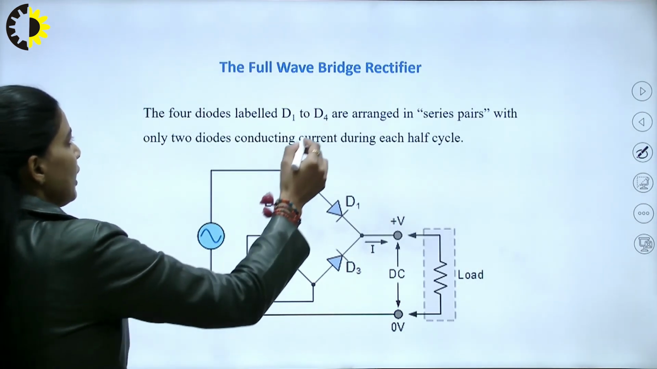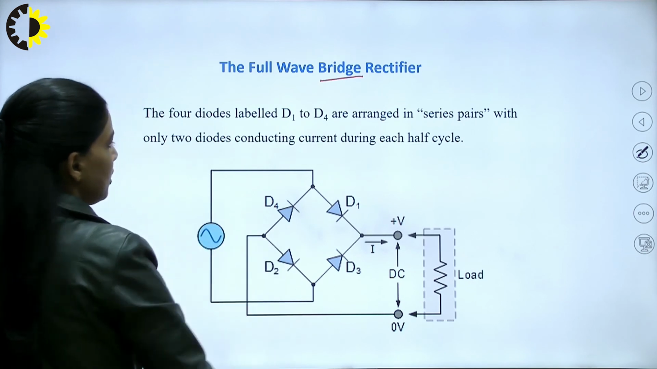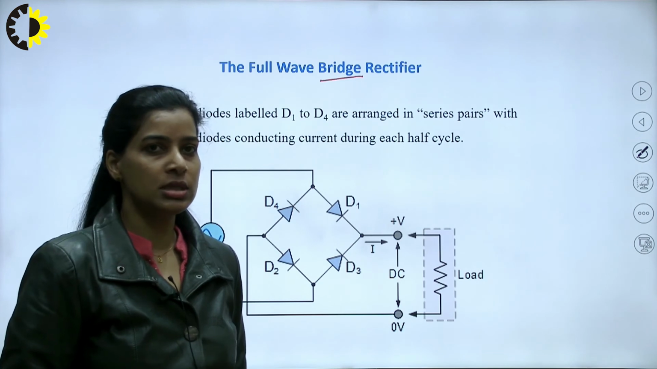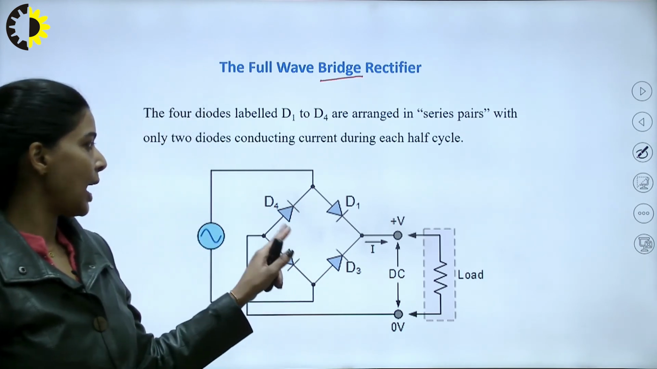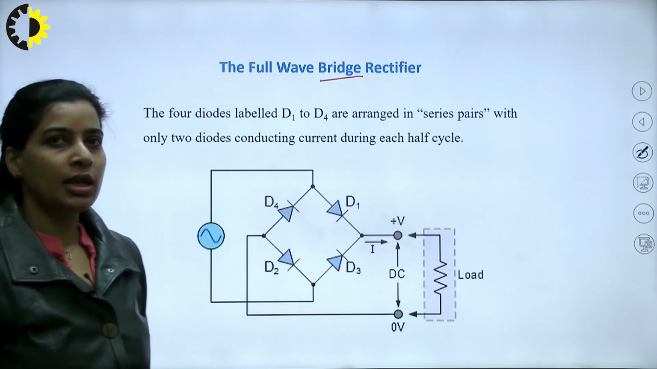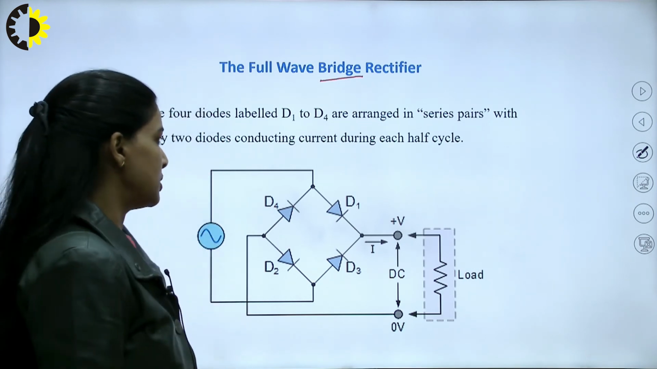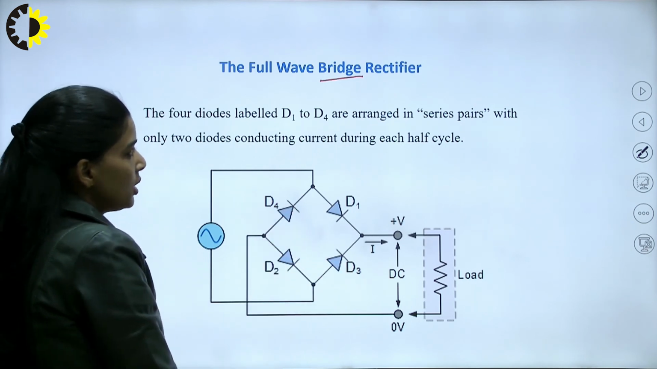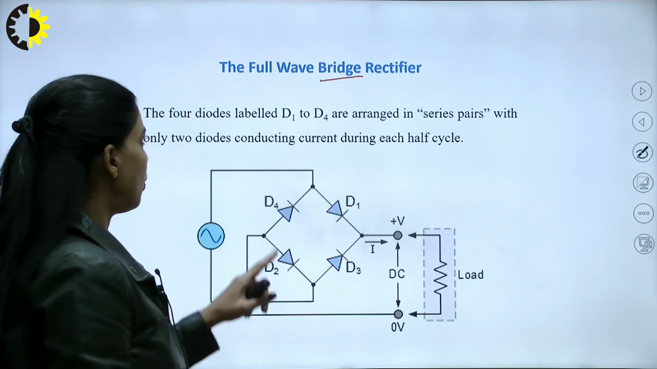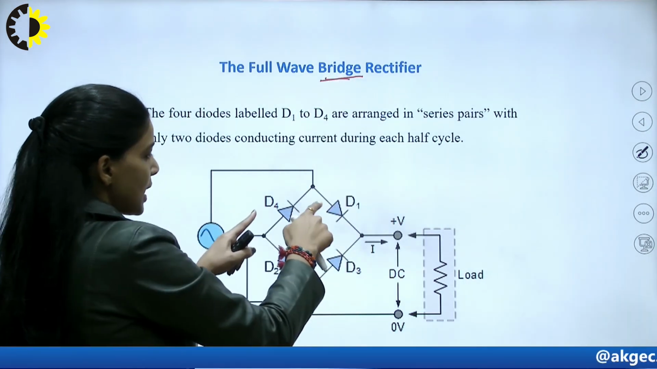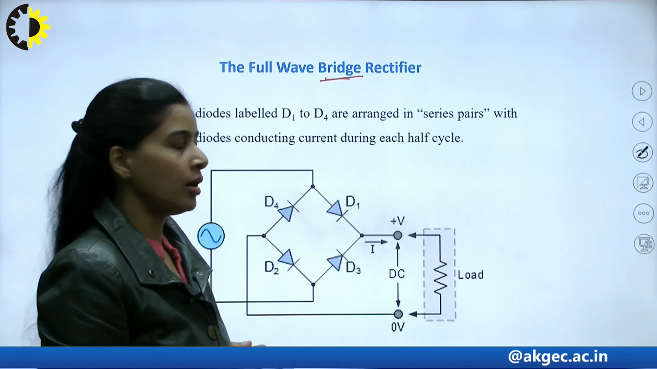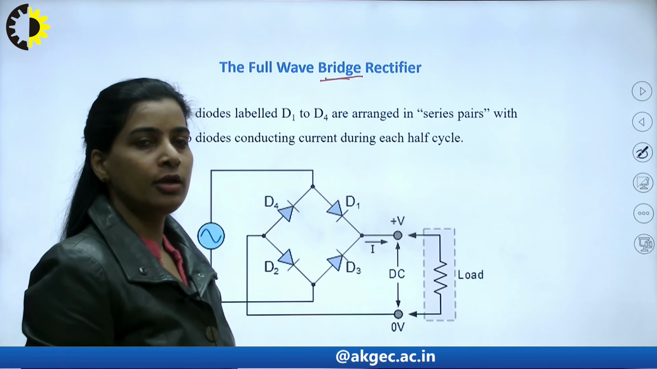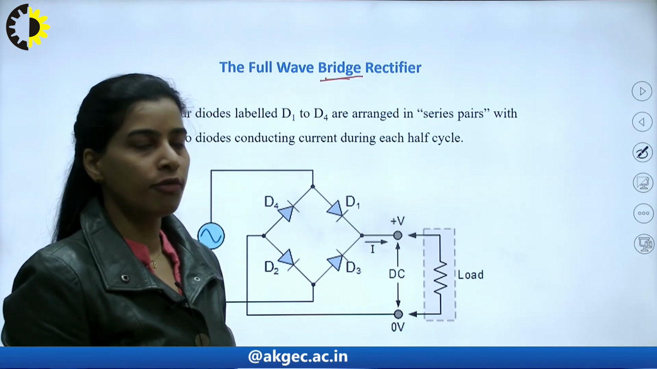Next is the full wave bridge rectifier. In the full wave bridge rectifier, we have 4 diodes D1, D2, D3 and D4. These are connected in series pairs. In this bridge rectifier, how is the name bridge given? Because these are connected in the form of a bridge. In this, 2 diodes will conduct at a time and 2 diodes will be in off mode.